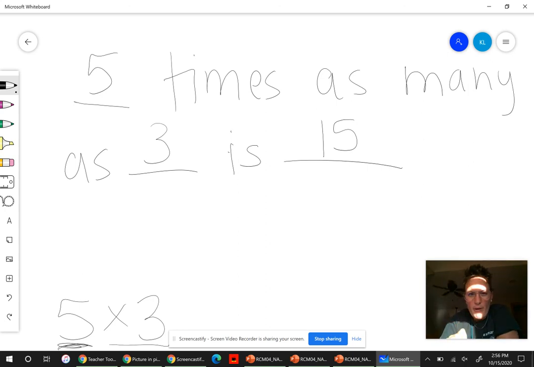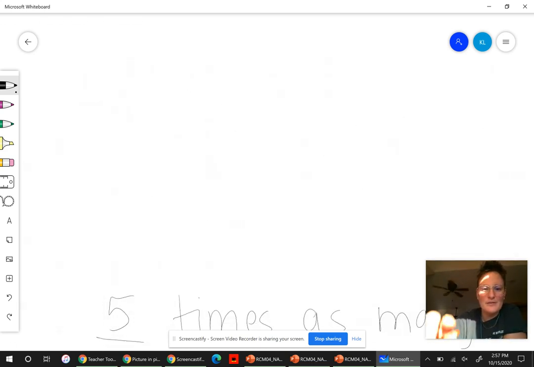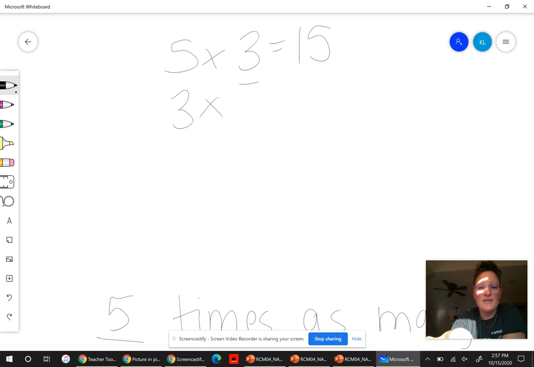The other thing that I want to remind you about with multiplication is that you can multiply either way, right? I can multiply 5 times 3 and I'll get 15, or I can multiply 3 times 5 and get 15. So these two problems here, I wonder how I start a new board. I just get that out of the way. All I'm saying is that 5 times 3 equals 15 in the same way that 3 times 5 equals 15.